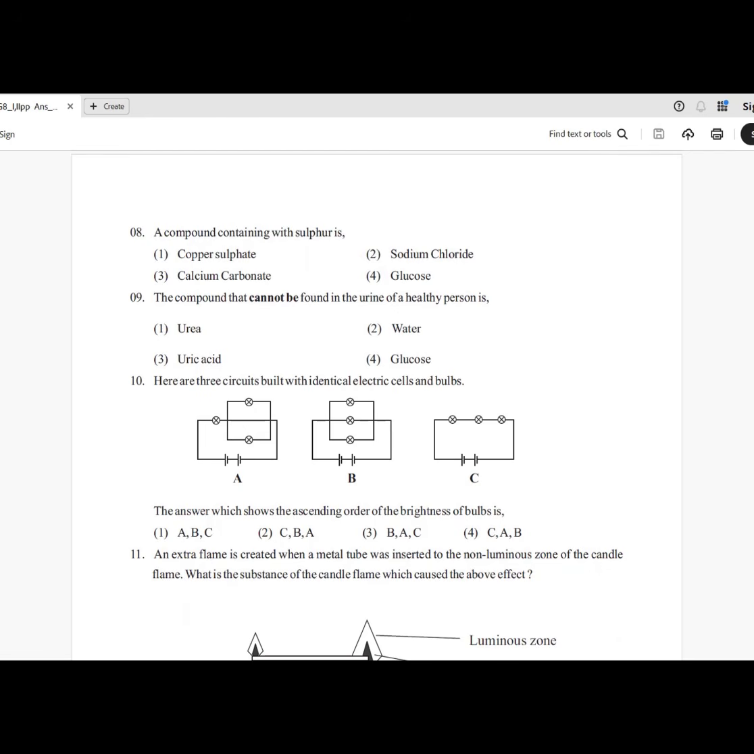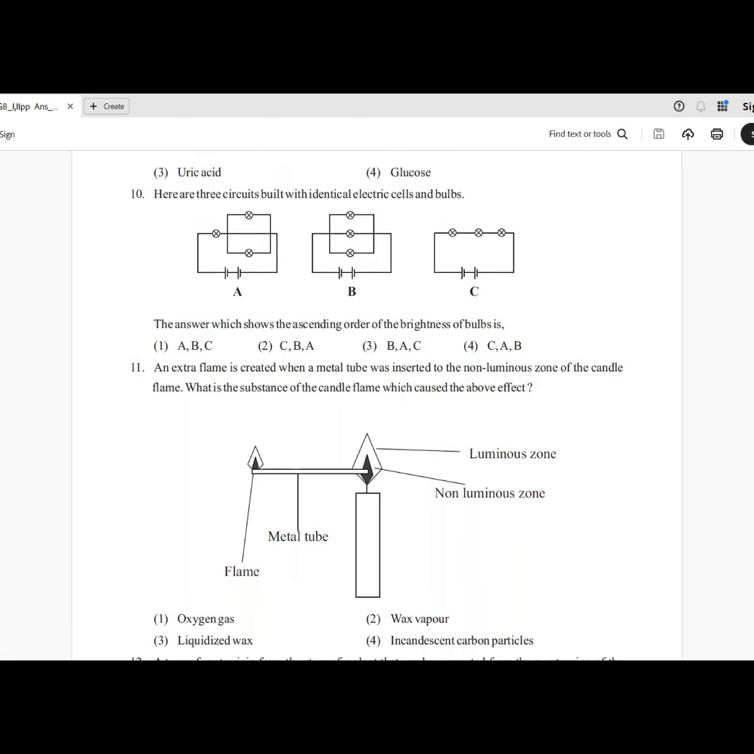Question number 10. Here are 3 circuits built with identical electric cells and bulbs. The answer which shows the ascending order of the brightness of the bulbs is answer number 3, B, A, C. The arrangement of cells affects brightness. More cells or better connections give more brightness. B is dimmest and C is the brightest.